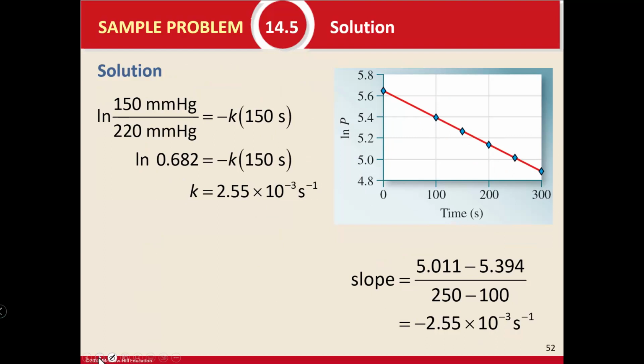And they show you some examples of this and getting the slope. And so there it is. There's the slope, negative 2.55. When we plug that in, we're going to get the positive 2.55 like we have here. So just remember the rate constant's got to be a positive value.